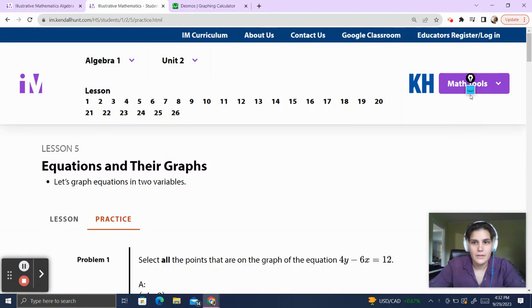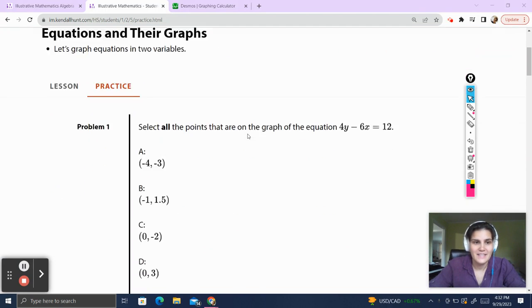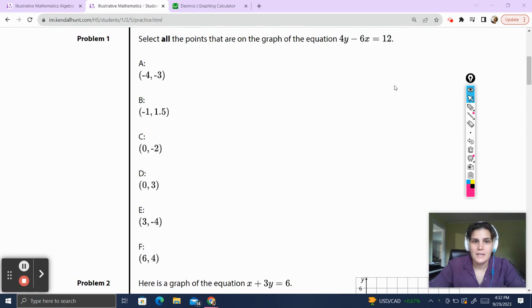Today we'll be going over Illustrative Math, Algebra 1, Unit 2, Lesson 5. Let's get started. Problem 1. Select all the points that are on the graph 4y minus 6x equals 12.